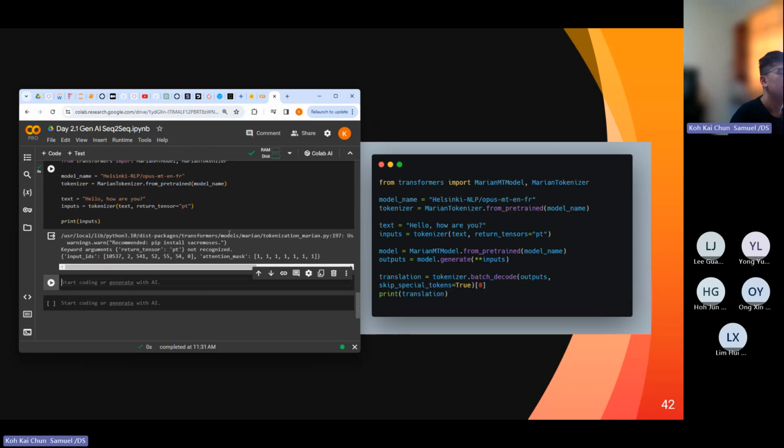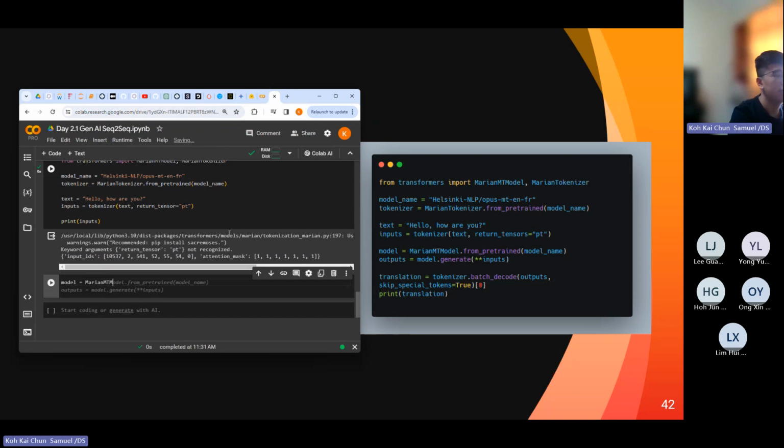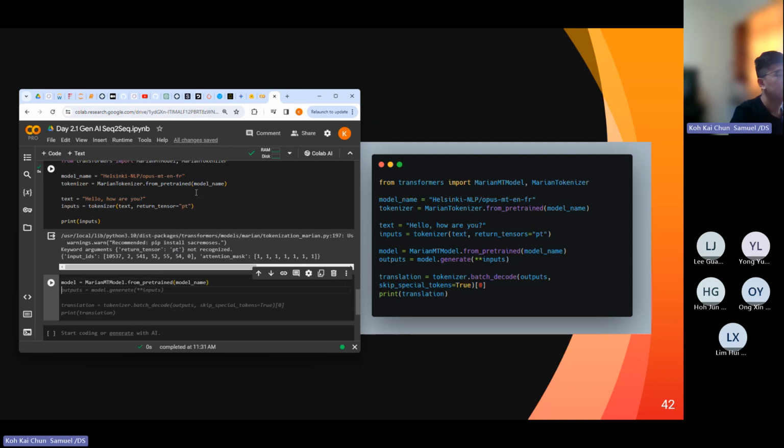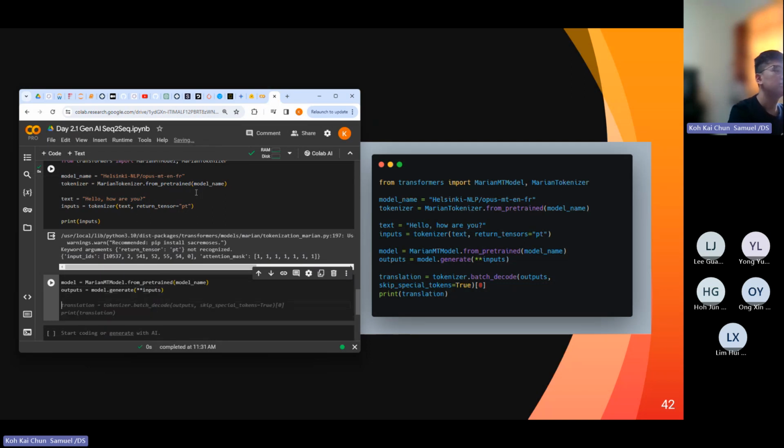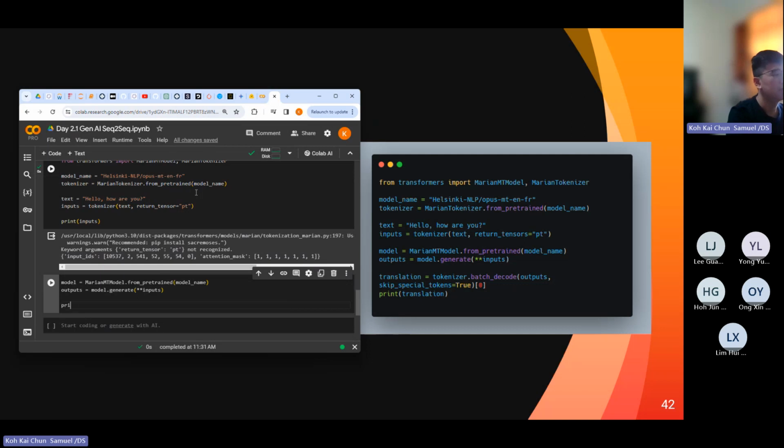And now we'll try to make use of the inputs. Model equals, you instantiate the model, MarianMTModel.from_pretrained(model_name). So model_name refers to this Helsinki-NLP opus. Then outputs is model.generate. This is the code that actually helps us generate. It does it in one line of code. So that's the beauty of pre-trained models, because it does everything for us. Cool. Inputs, which allows us to visualize its outputs.